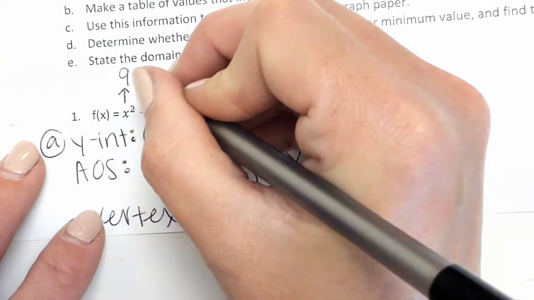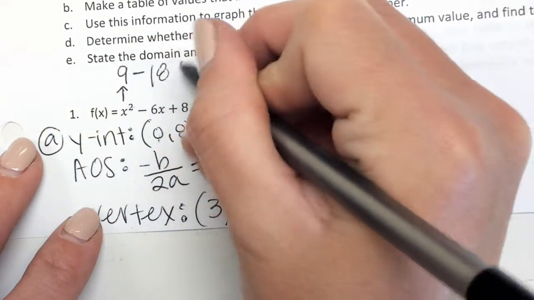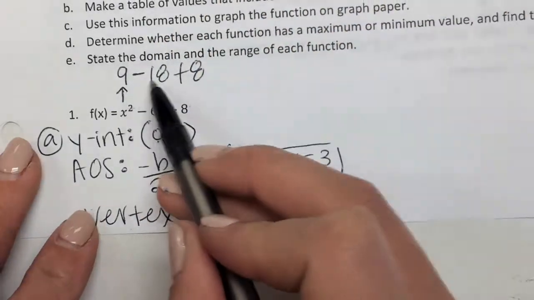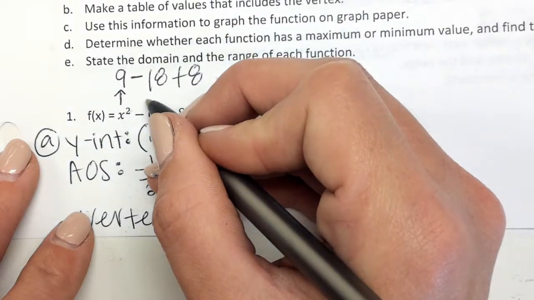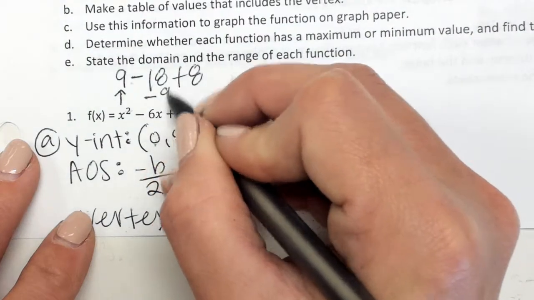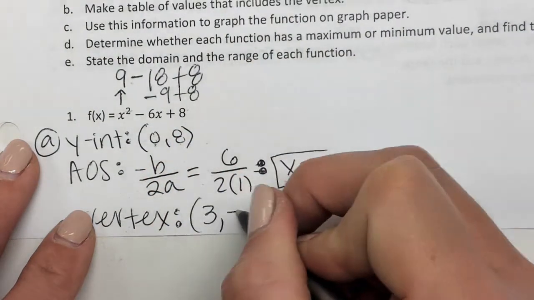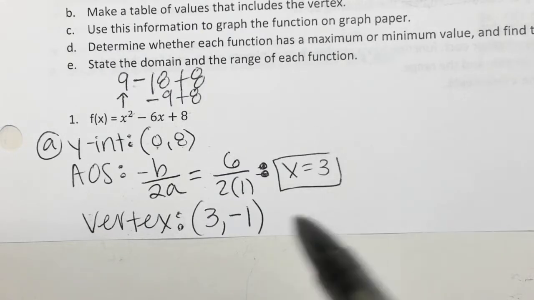9. Minus 6 times 3 is? Good. Then we have plus 8. What's negative 9 minus 18? This part first. What's 9 minus 18? Plus 8. Yes, that's our y value. So the middle of our parabola will be at 3, negative 1.